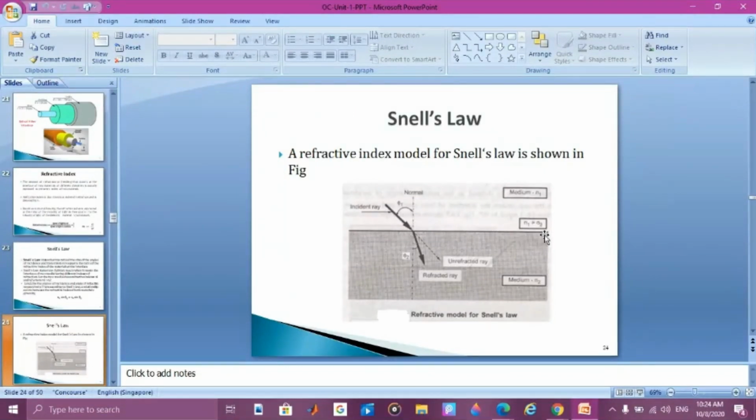When n1 is greater than n2, what happens? Okay? When n1 is a greater dense medium and n2 is a low dense medium, what happens when the light wave is incident? It bends towards the normal. When it penetrates into a high density medium, it bends towards the normal, the rays bend toward the normal. Okay? So Snell's law states that for medium 1, n1 sin phi 1 is equal to n2 sin phi 2.